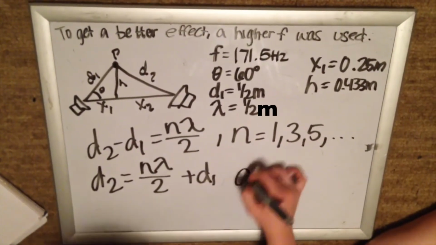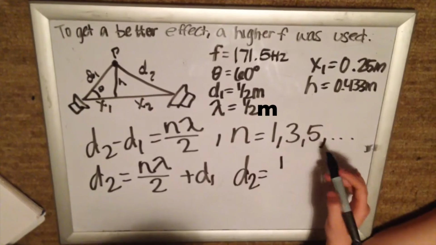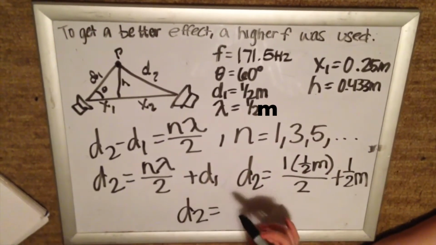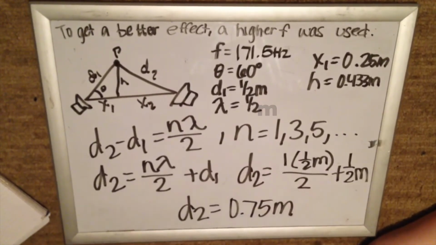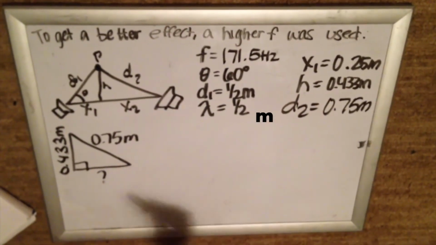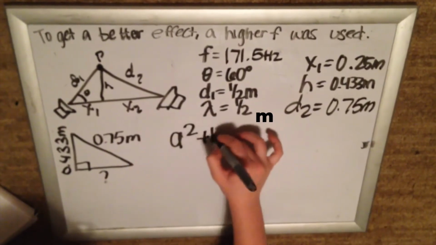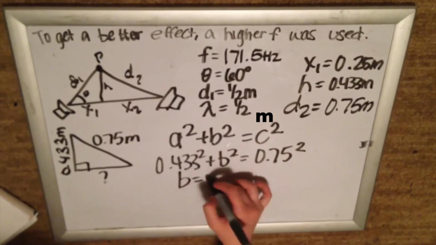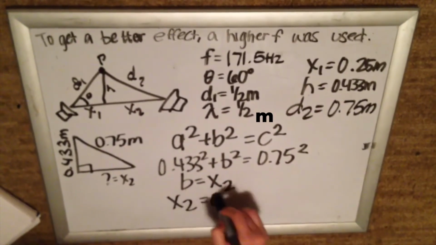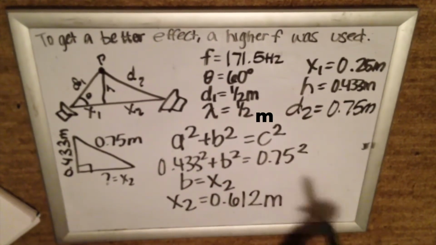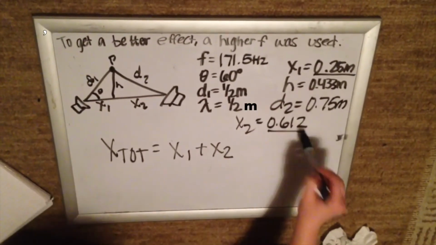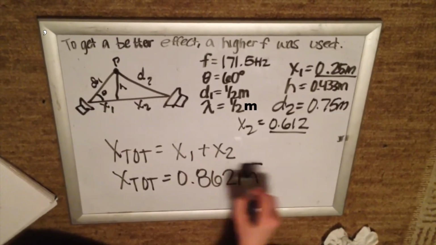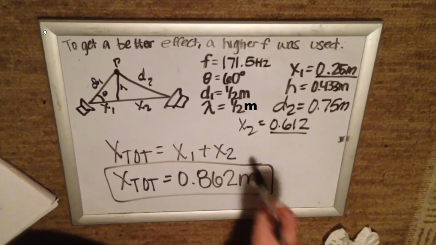Now, we can just plug and chug to find the second distance, and distance 2 will equal 0.75 meters. Now, in order to find x2, we can just use the Pythagorean theorem and solve for b. b will equal x2, and x2 will equal 0.612 meters. Now to find the total distance in the x, we can just add those two together and get 0.86 meters apart, and that's how far the two speakers need to be.